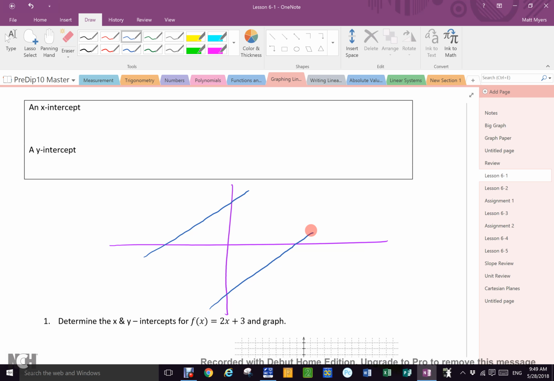How many dots need to be on the page right now? 4. Excellent. Where are they? There, there, there, and there. Correct? Good. These two are what? X-intercepts, because that's where the line crosses the x-axis. Which means these two are what? Y-intercepts. Yay!